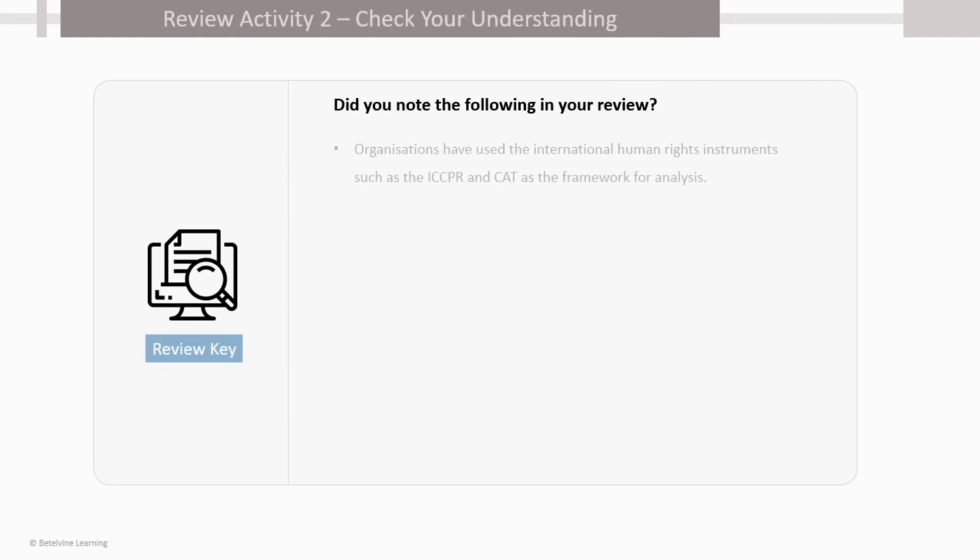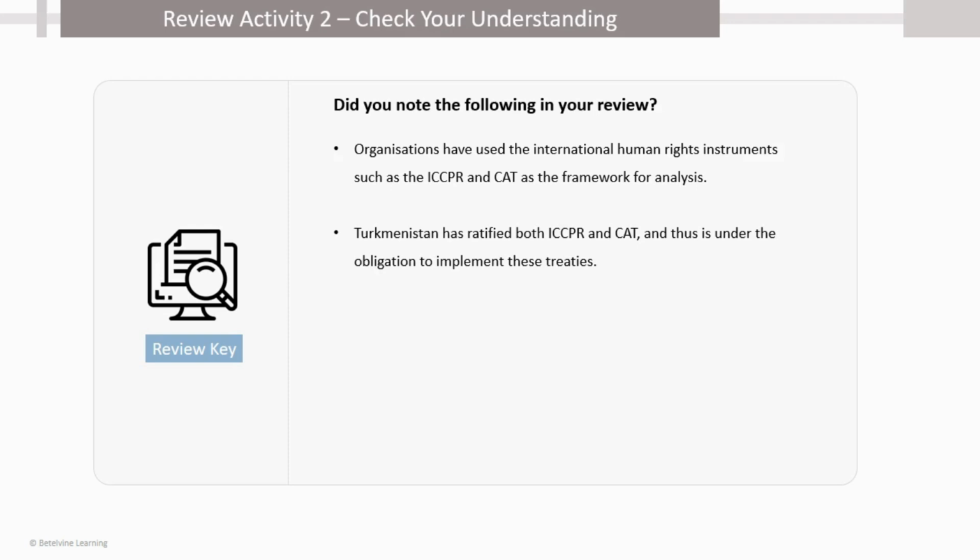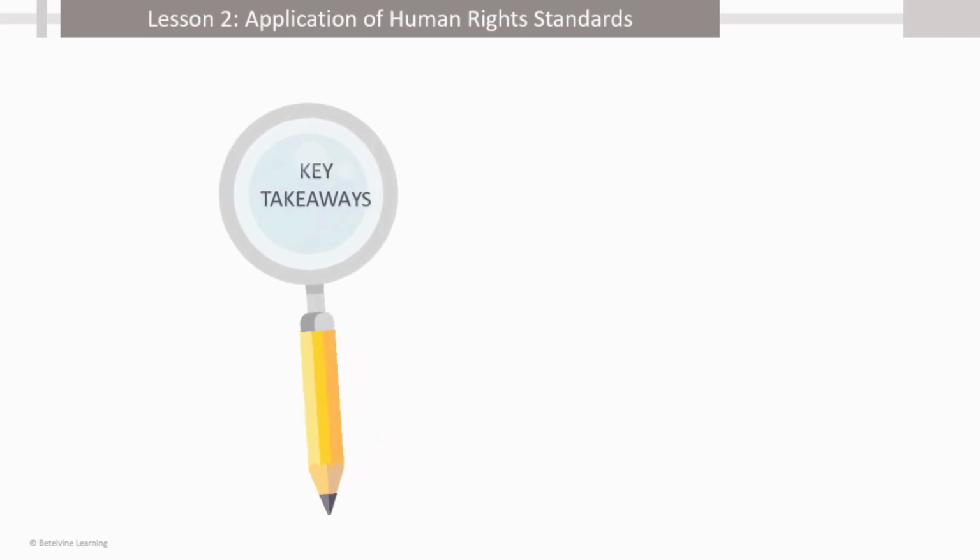Did you note that the organizations have used the international human rights instruments such as the ICCPR and CAT as the framework of analysis? Turkmenistan has ratified both ICCPR and CAT and thus is under the obligation to implement these treaties. We have reached the end of this lesson.